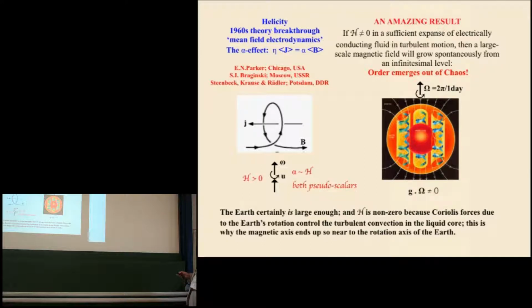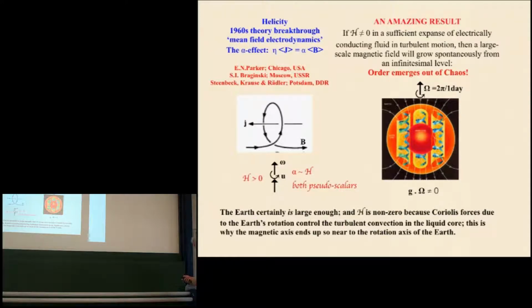Well, the statement is this, the amazing result. If H is non-zero in a sufficient expanse, it's very important, of electrically conducting fluid in turbulent motion, then a large-scale magnetic field will grow spontaneously from an infinitesimal level. And a large-scale magnetic field emerges, order emerging out of the small-scale chaos that's associated with turbulence. So it's absolutely dramatic. You need the helicity, you need large enough scale, you need turbulence with helicity at small scale. Given that, then a large-scale coherent magnetic field will grow.